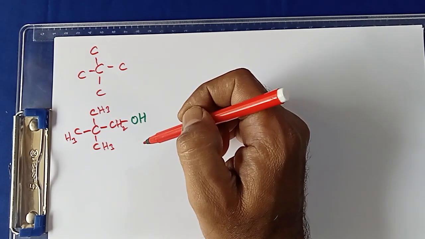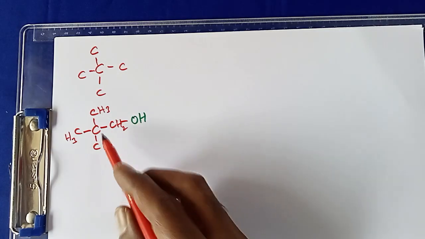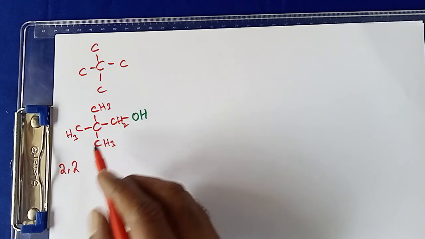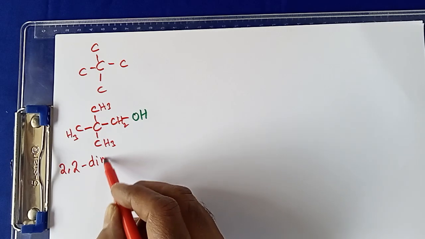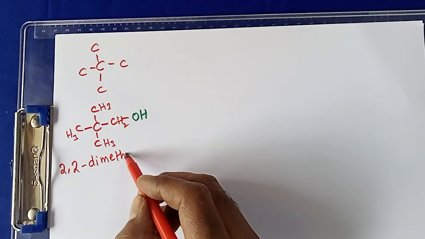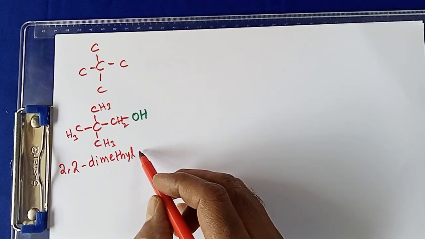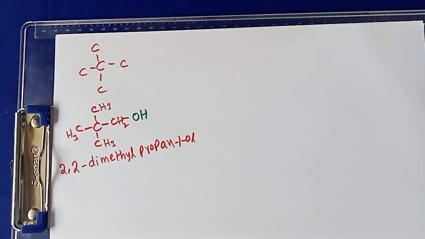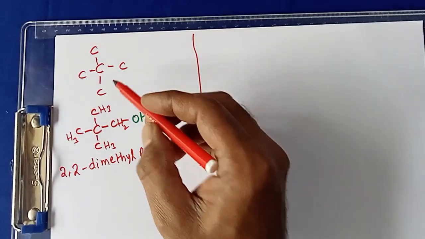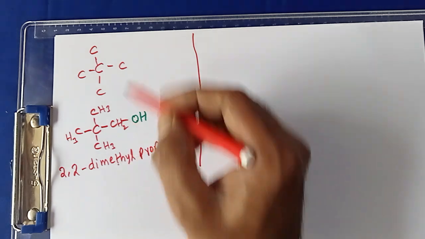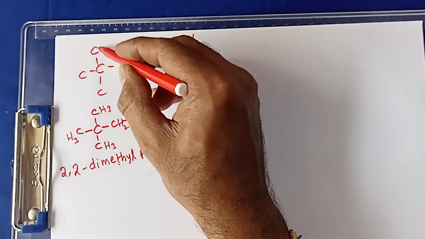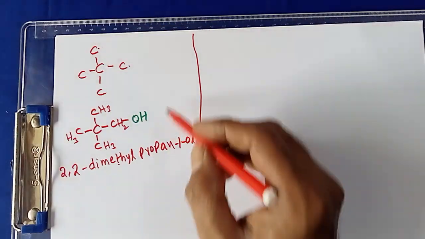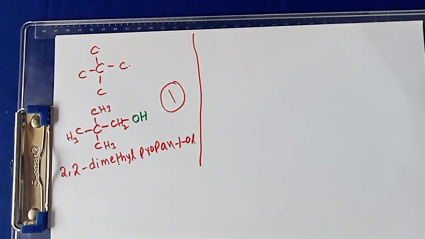C5H12O. What is the IUPAC name of this? 2,2-dimethylpropan-1-ol. IUPAC names are very important, they play a very important role. So by using this, only one isomer is possible. If you write the OH group here, or here, or here, all 4 carbons are the same. So how many alcohols? Only one isomer is possible.